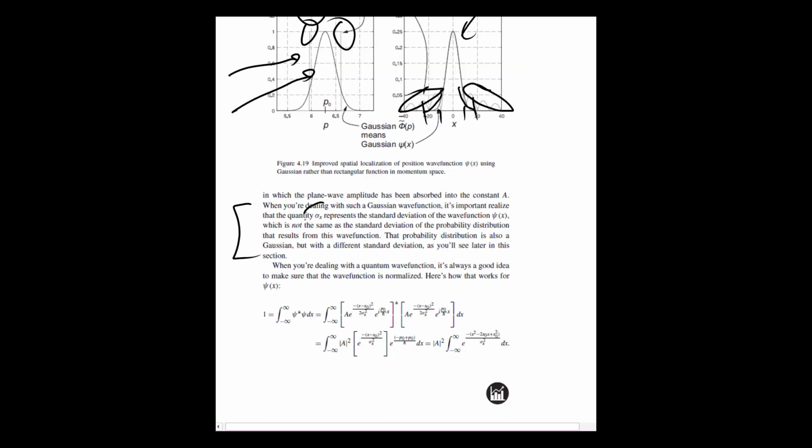There's a note here that says you should be aware that sigma sub x, as we're using it here, represents the standard deviation of the wave function, psi of x, which is not the same as the standard deviation of the probability distribution, which you get by taking the square magnitude of the wave function. More about that later.